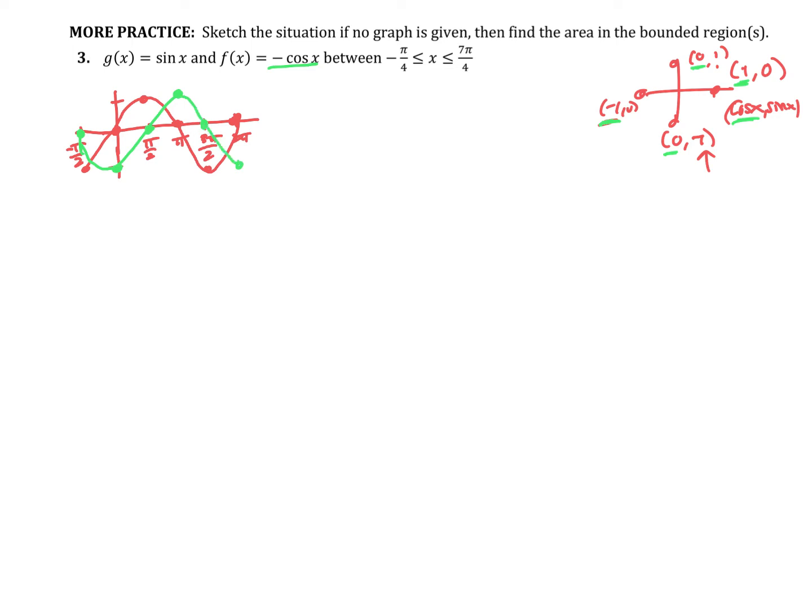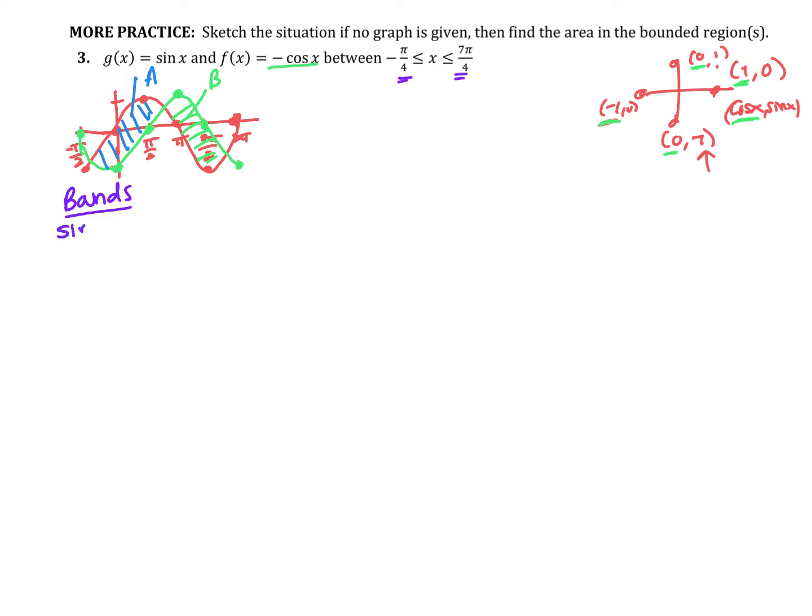Something that I want you to notice here is that we actually have 2 areas. We have this blue piece of area, which I'm going to call A, and we have this green piece of area, which I'm going to call B. That means we're going to need how many integrals? We're going to need 2 integrals, which also means that when we find the bounds, we need to find 3 points where they intersect. Well, we actually already know 2 of them, but let's pretend that we didn't know that.